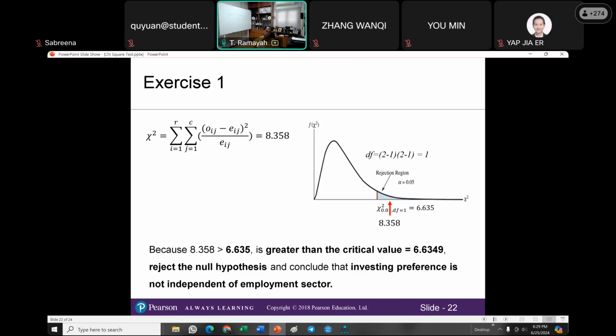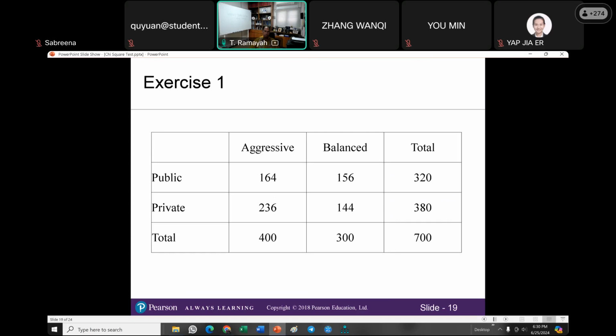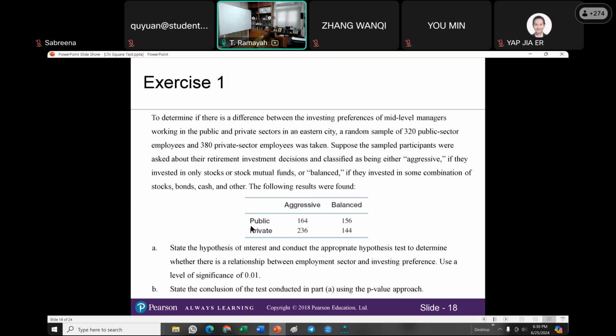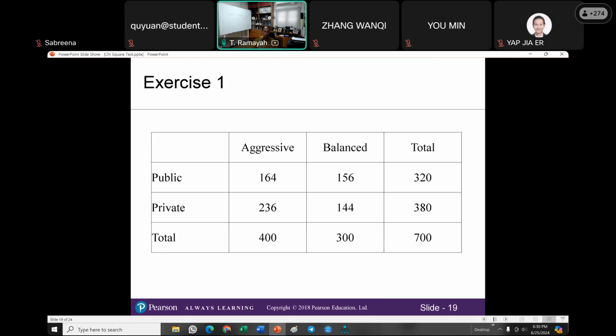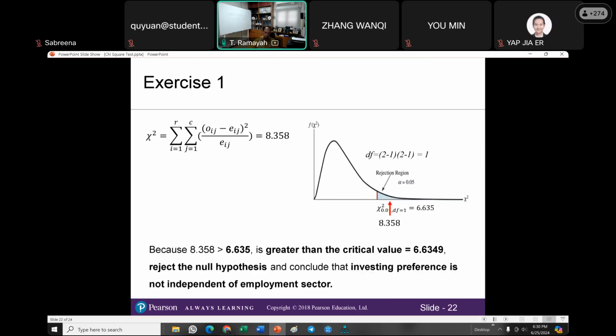Okay. Employment sector was private and public. This is what we are trying to do, right? Again, public and private. And then we have aggressive and balanced fund. So null says they are independent. Alternate says they are not independent. Okay, so now we rejected the null. So the alternate is the correct one, which is saying investing preference is dependent of employment sector, or not independent.